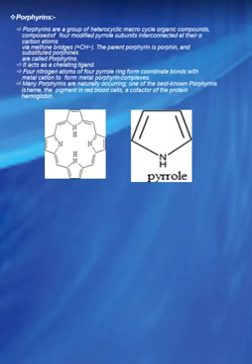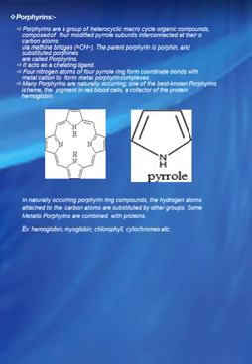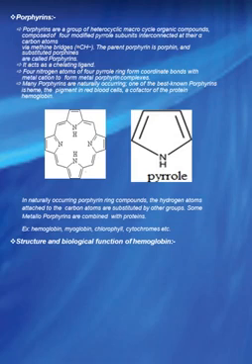And these are naturally occurring porphyrin ring compounds. The hydrogen atoms attached to the carbon atoms are substituted by other groups. Some metalloporphyrins are combined with proteins, such as hemoglobin, myoglobin, chlorophyll and cytochromes. And the next topic is the structure and biological function of hemoglobin.